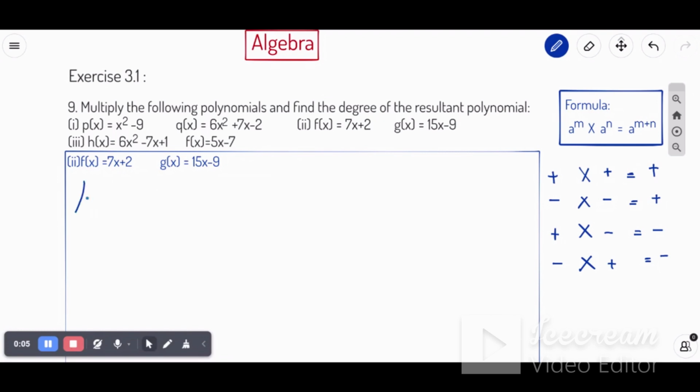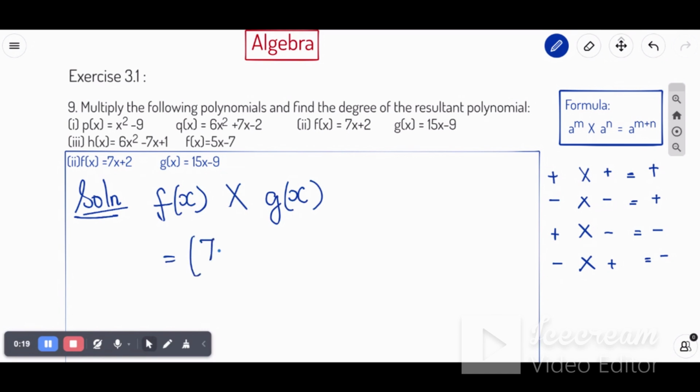Now let us move on to the second part of this question, which is f of x and g of x. So let us start our solution. f of x into g of x is equal to 7x plus 2 into 15x minus 9.